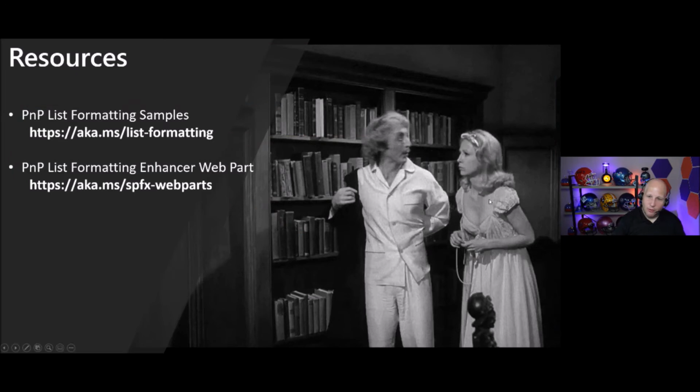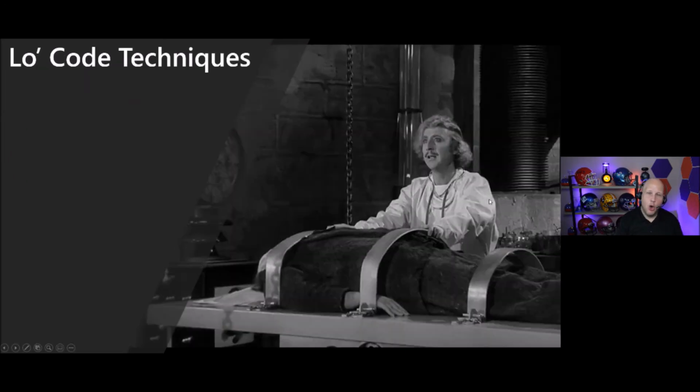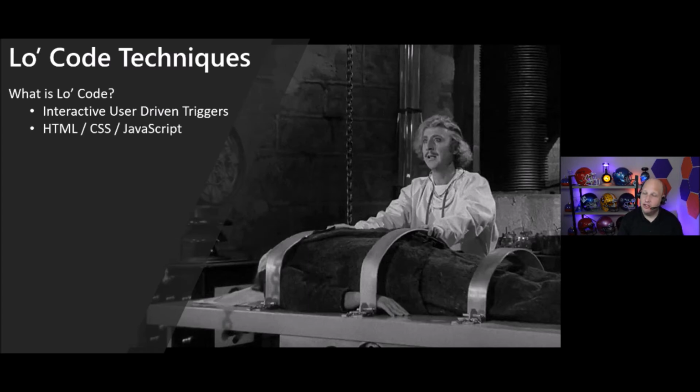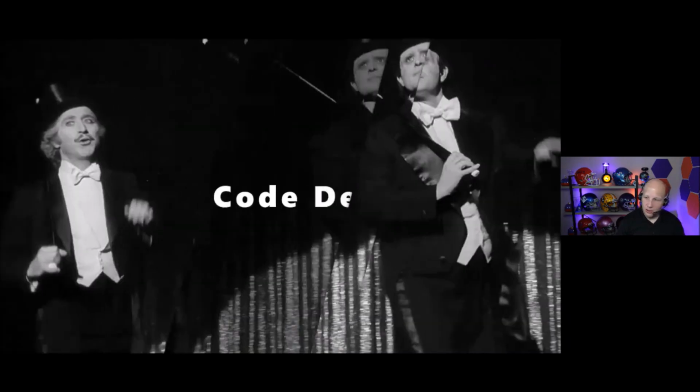All right, now let's dive into the low code technique. So what exactly is low code? Well, it's an interactive user-driven trigger. So think of things like clicking. That is a user-driven trigger, not just hovering, that's a trigger too, but in this case, we're talking about a little bit more verbose triggers that can be tracked using things like JavaScript, CSS, and HTML. Now, do you have to be an SPFx developer here? No, not at all. We're going to give you some tools and access to resources where as long as you're comfortable within the HTML, CSS, and JavaScript space, you can absolutely implement some of the things that we're going to show you here today in this low code section. So let's take a look at the demo.